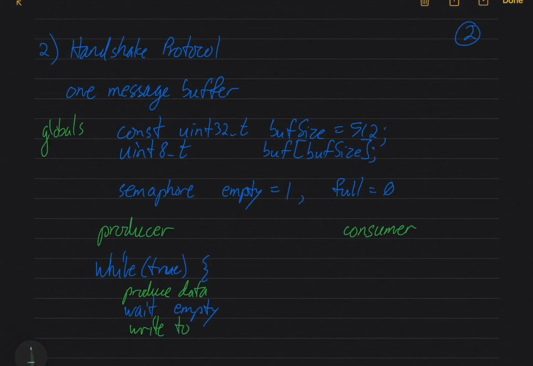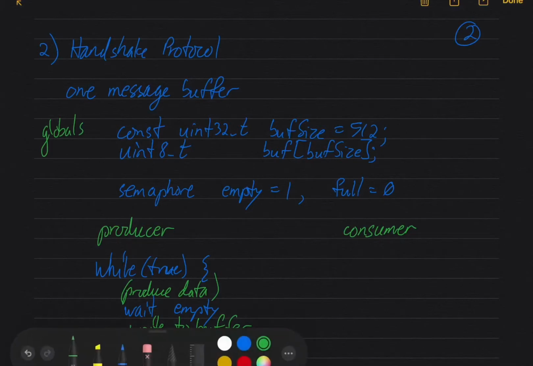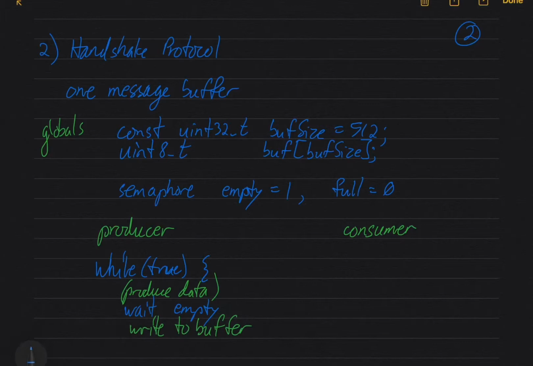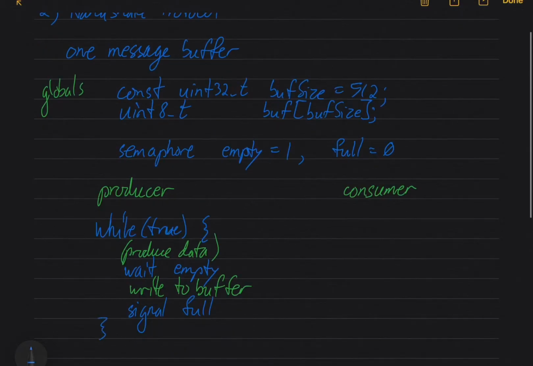So it will write to the buffer. Now it could produce and write at the same time. So I'm going to put produce data in brackets here because it could also be happening in parallel with writing to the buffer. And once it's finished producing whatever the data size is, in this case half a kb, it's going to need to tell the consumer that it can go ahead and process it. So it's going to signal full. And that's basically the producer.